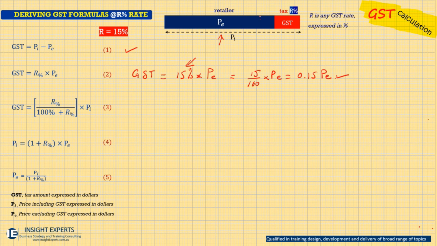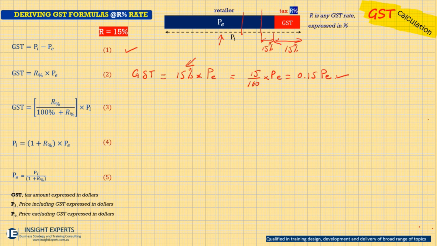So if we come here and divide this into pieces, let's say each piece represents 15%. So the taxman is telling the retailer to take 15% of his recommended retail price and add it on top of that, and that becomes the GST amount, which is really 15%. So that's all formula number 2 is about.